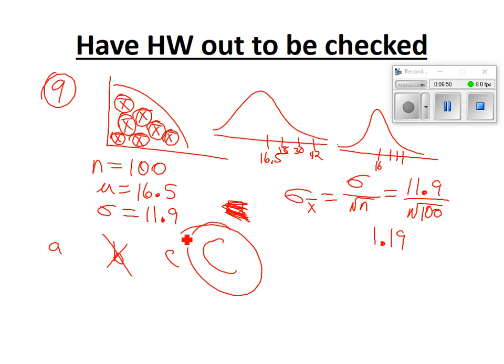Number 6. As the size of the sample increases, the standard deviation of the distribution of the sample means does what? Or it says increases. So what happens here when we make this bigger and bigger and bigger? Let's try it and see. This was 100. Let's say our sample size was 1,000. Somebody do that on their calculator for me real quick.